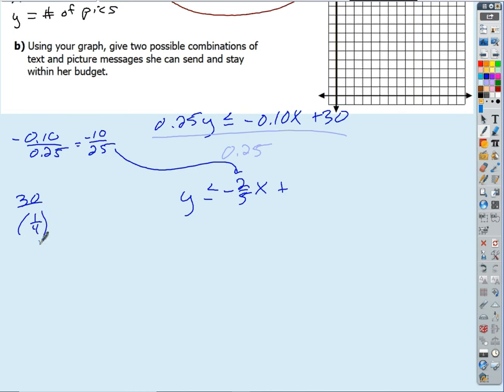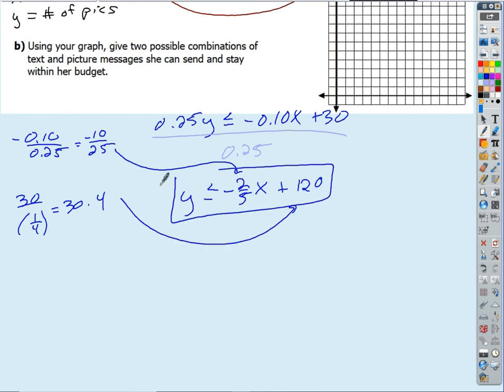What's our rule when we divide by a fraction? What do we do? Yeah, flip and multiply, right? So this is the same thing as saying 30 times the reciprocal of 1/4, which is 4. So what's that going to give us? 120, yeah. So there's our inequality, right? Okay. So we've got to graph that.